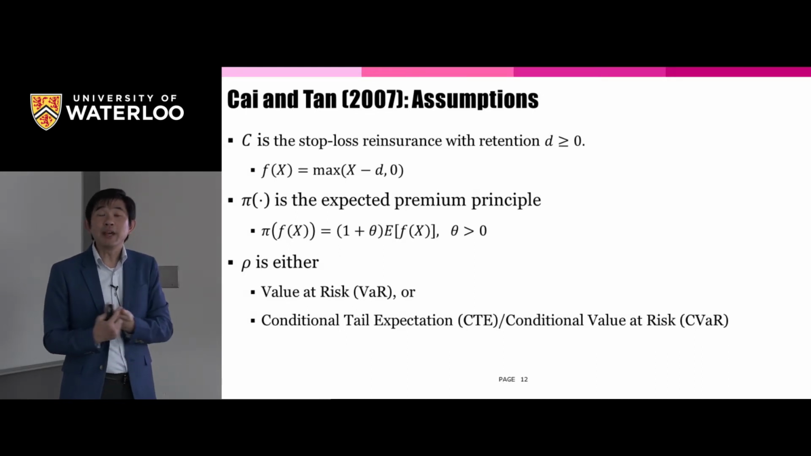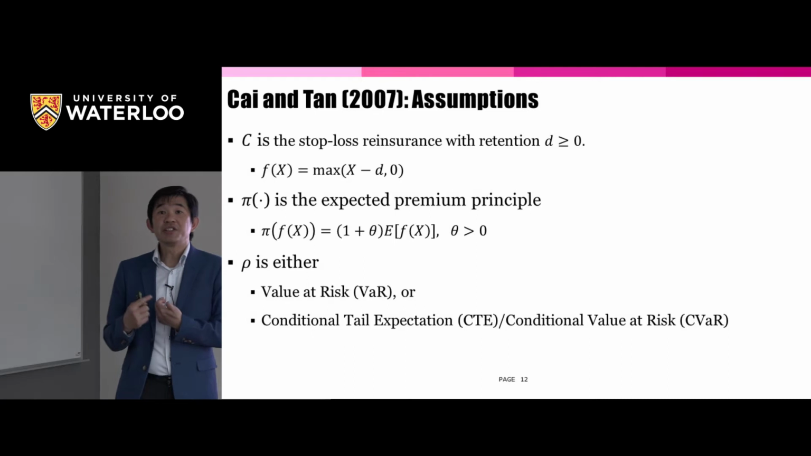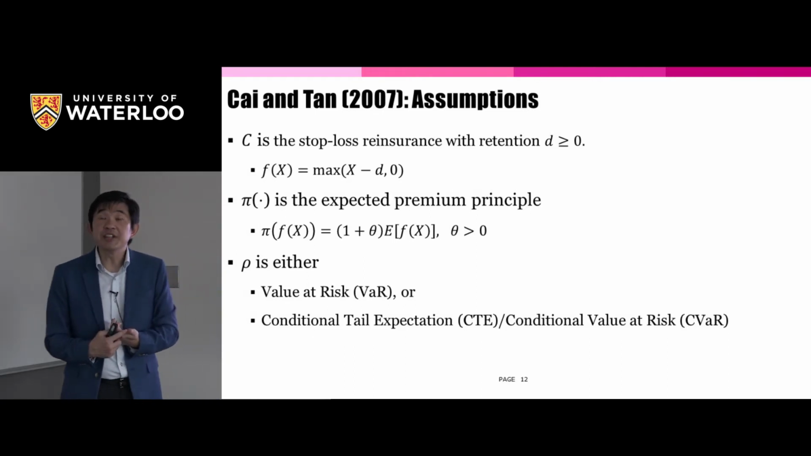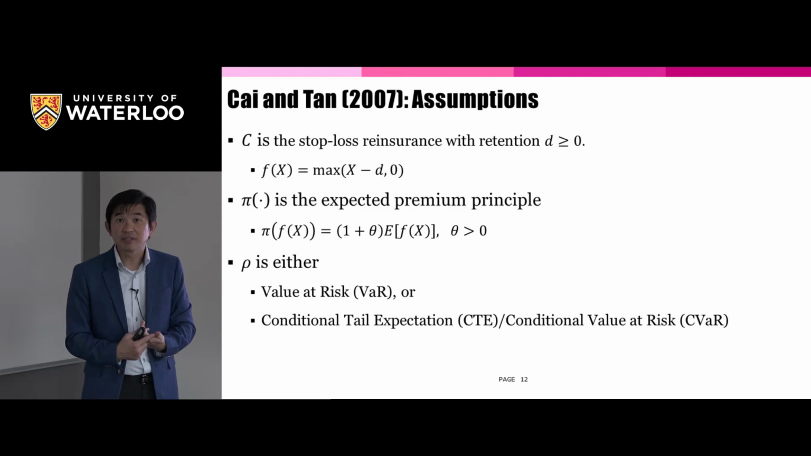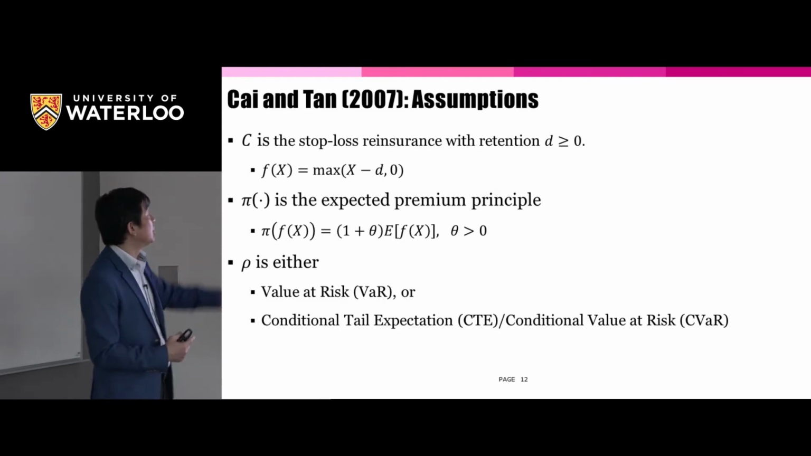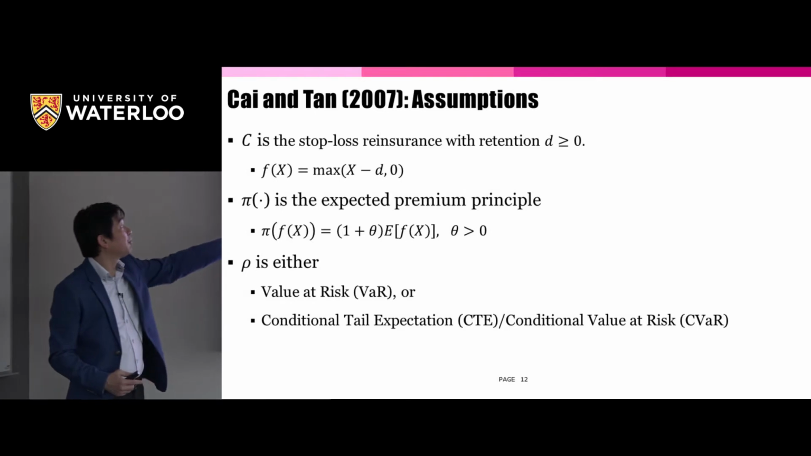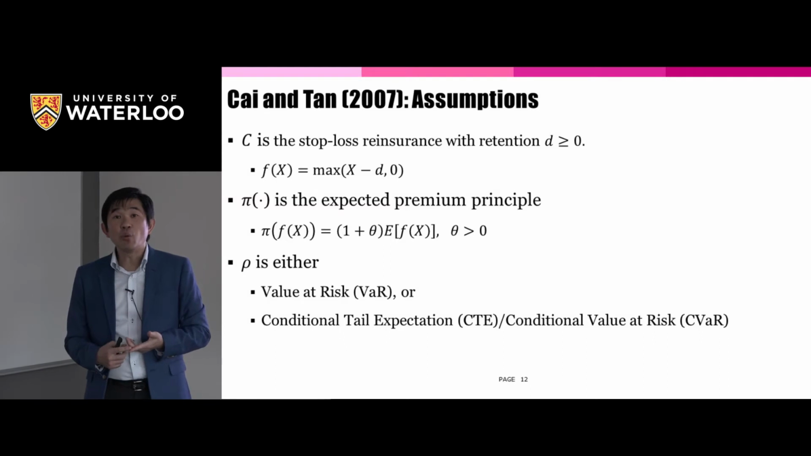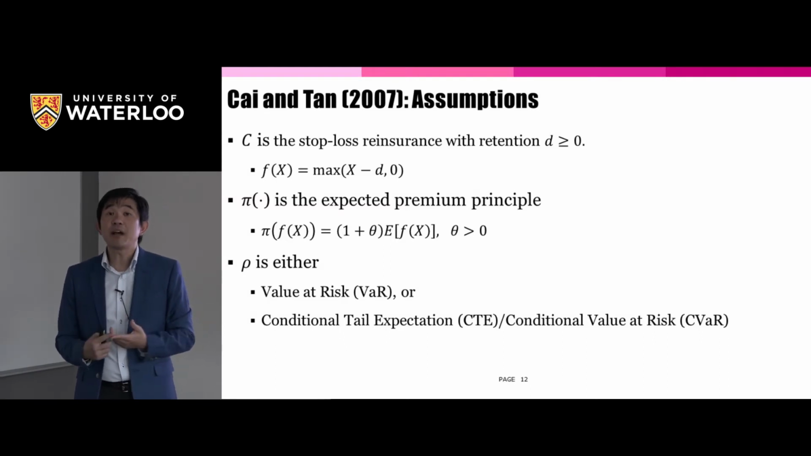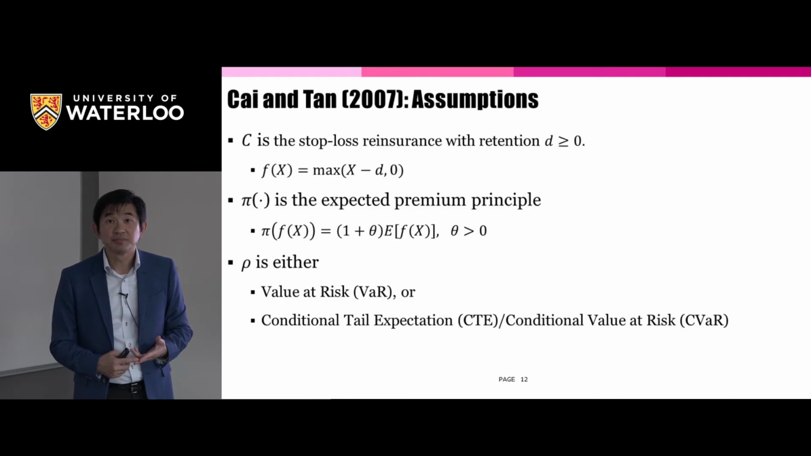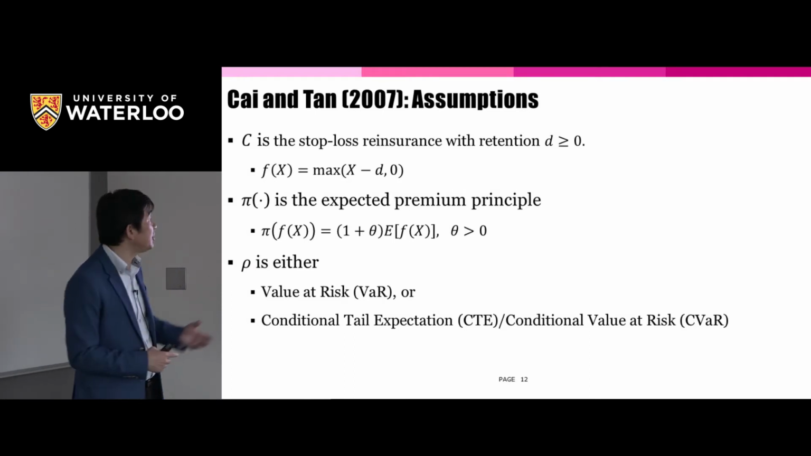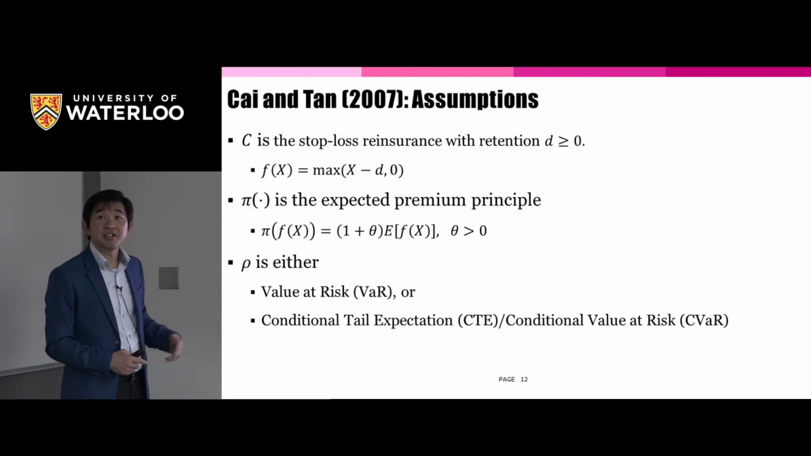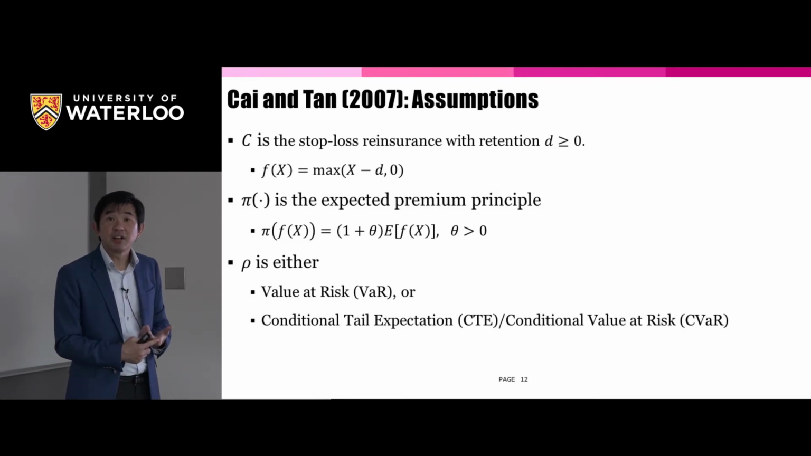First, we assume that C, the ceded loss function, is simply a stop-loss reinsurance, which means that the question becomes what would be the appropriate value of D. Second, in terms of premium principle, we assume that it's the expected premium principle. Finally, in terms of the risk measure, the paper considered that it can either be the value at risk or the conditional tail expectation, or simply the conditional value at risk.